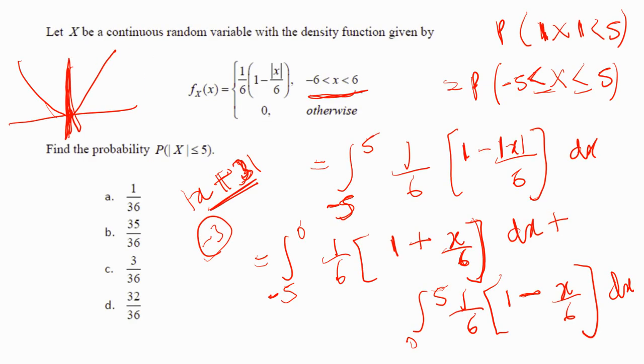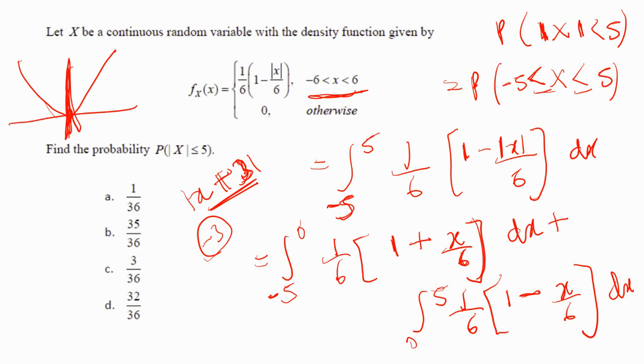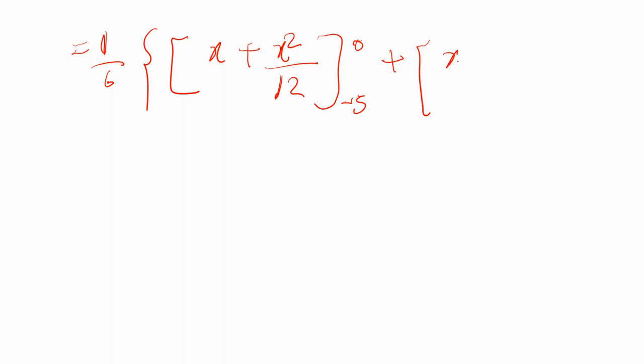Now both have 1 by 6, so you can take it common. Here you have 1 plus x upon 6. For 1, the integral of dx is x, and x dx will be x square upon 2. So it will be x plus x square upon 12 from minus 5 to 0, plus x minus x square by 12 from 0 to 5.